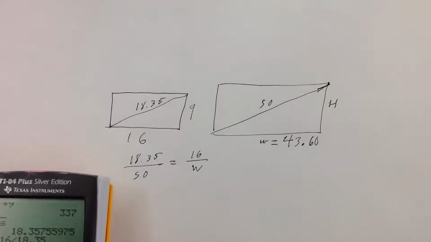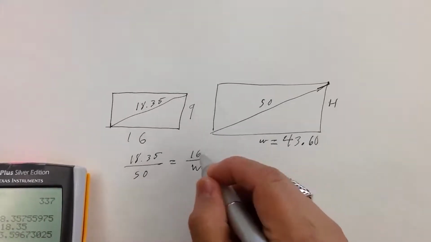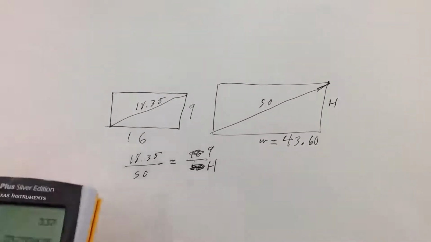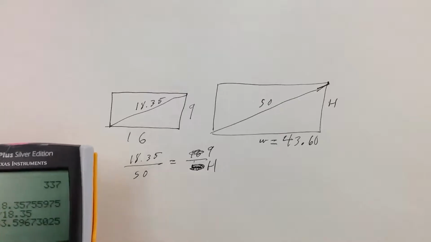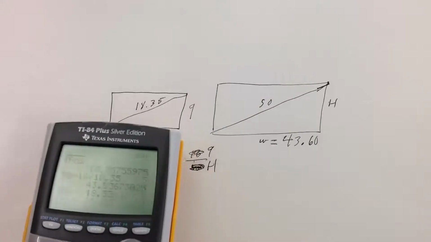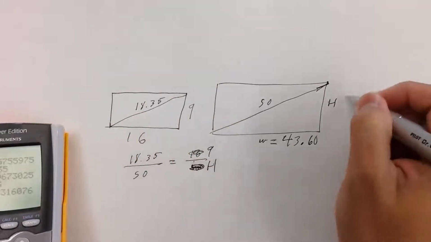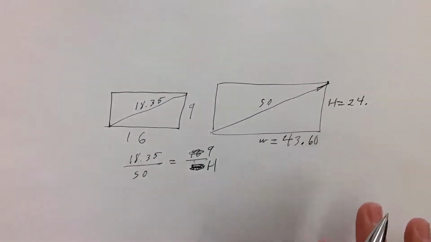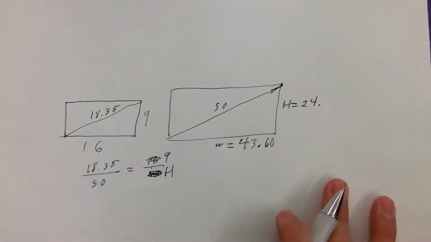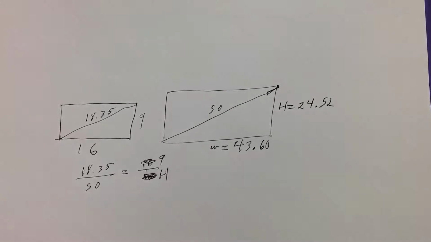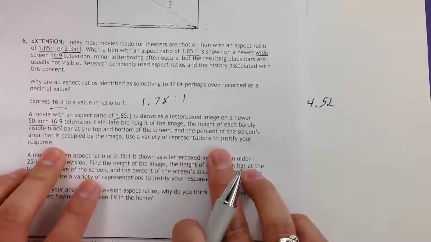And then the height would be almost the same thing, except right here I'd change one thing. This would be 9 and this would be height, so just do the cross multiply. So 50 times 9 divided by 18.35 is 24.52. So that gives the height and the width of the screen. Now I just need to do the next part.